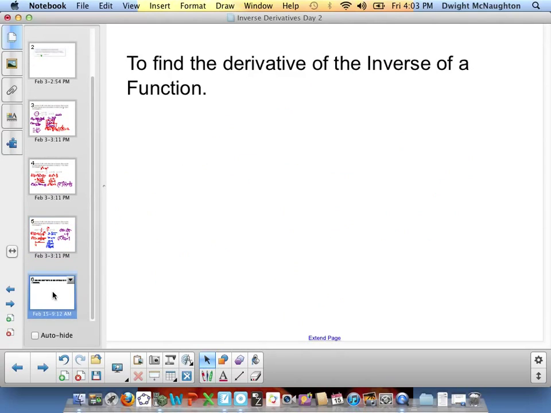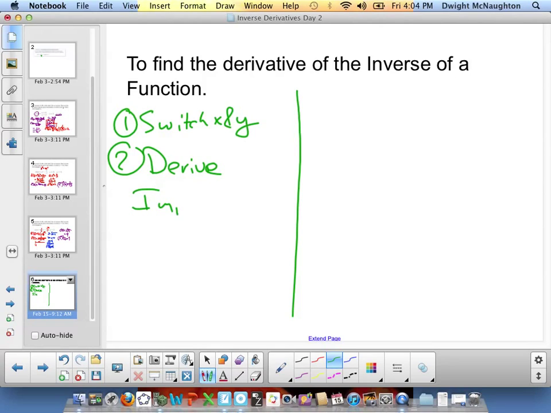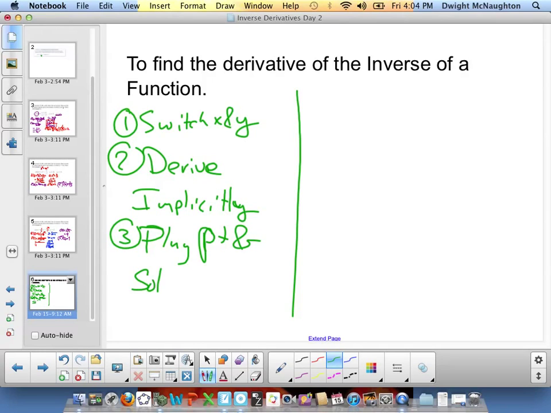Okay? So in conclusion, to find the derivative of the inverse of a function, there are really 2 options. First option: 1, switch x and y. 2, derive implicitly. 3, plug in the point and solve for y prime.